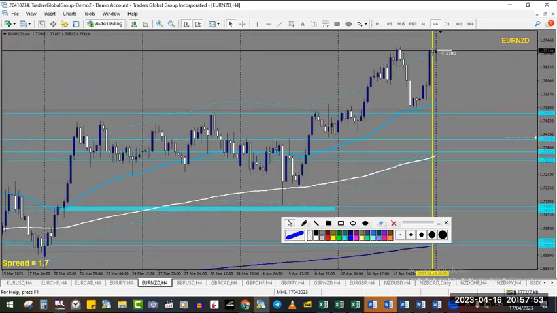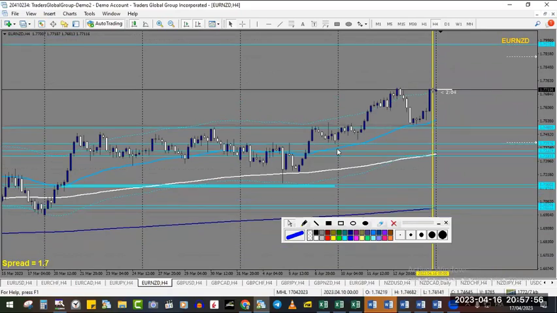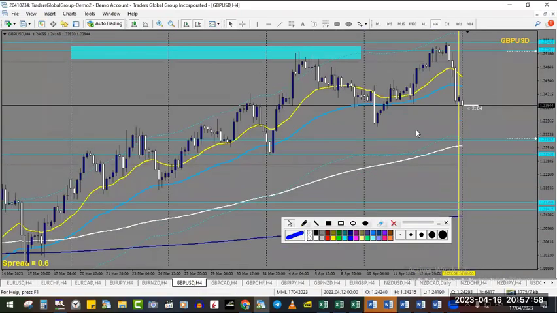So price might not retrace right away. It might just continue to follow this uptrend. So nothing much here.